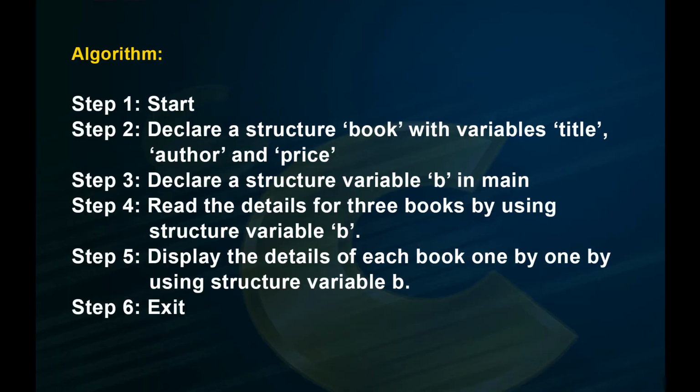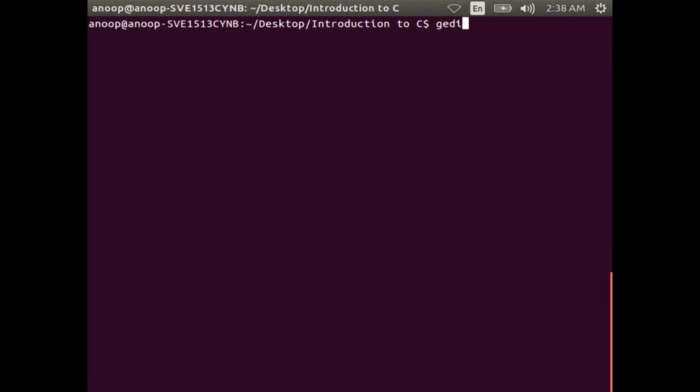Step 1, start. Step 2, declare a structure book with variables title, author and price. Step 3, declare a structure variable B in main. Step 4, read the details for 3 books by using structure variable B. Step 5, display the details of each book one by one using structure variable B. Step 6, exit. Let us now type the program.